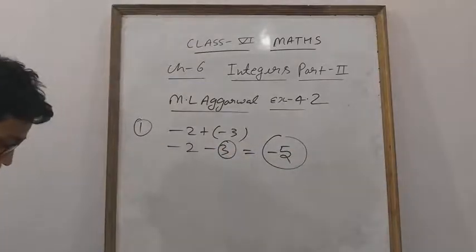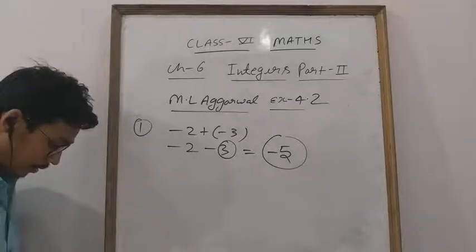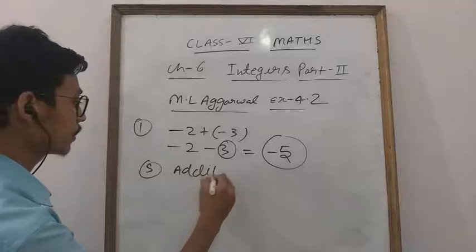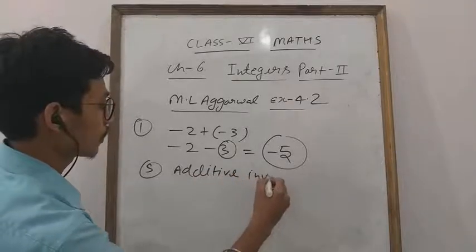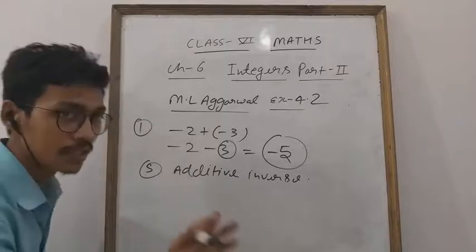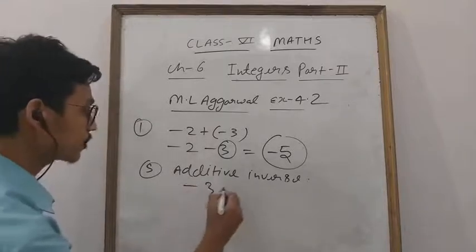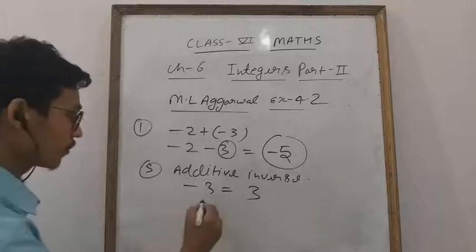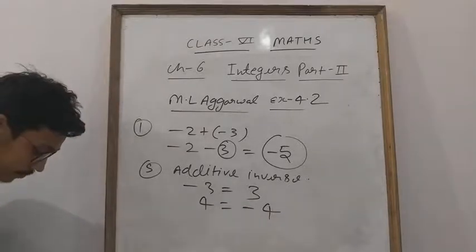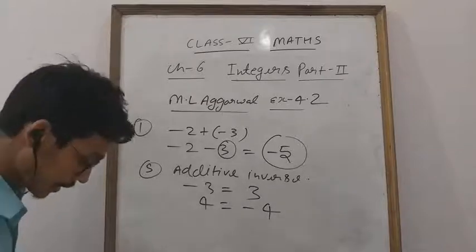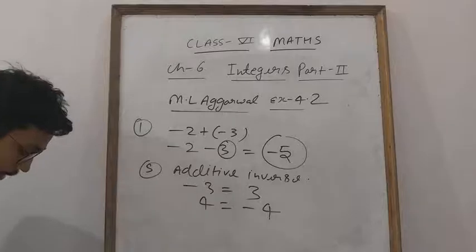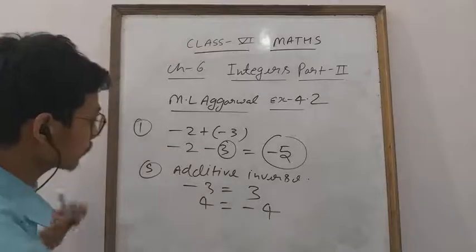Next one question is given. Write down the additive inverse. Question 5, additive inverse. You know that I explained additive inverse very clearly. You have to change the sign. Like -3 is given, you will write down 3. 4 is given, it means you will write down -4. Okay, like that. So only this type of question is given. I explained all the things, student. Subtraction I explained.